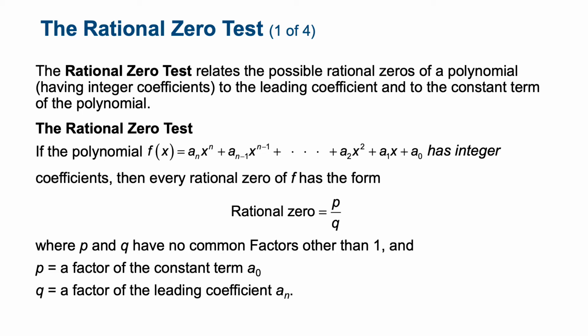So basically, how do we use the rational zero test to help us? Like, why should we care? Well, think about it. If you have a very long polynomial and you're trying to figure out what the possible zeros could be, it could be any number, right? This rational zero test is super important because now it gives us a guide. It helps us narrow down the possibilities for zeros, okay?